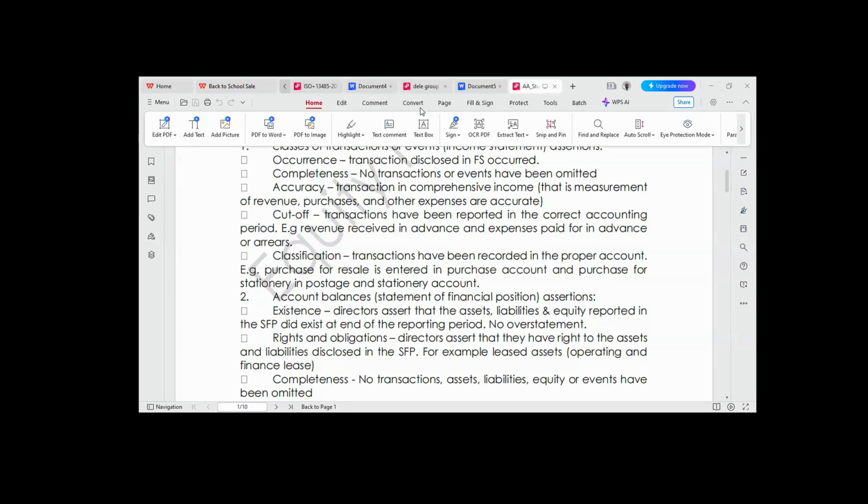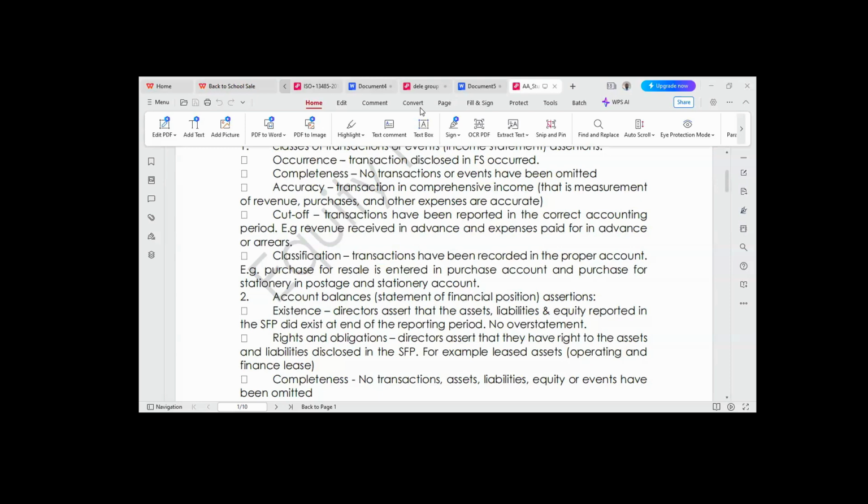Okay, so I was talking about assertion based on account balances, and I said that relates to the statement of financial position. The auditor will be testing those assertions made by the managers as regards existence. Okay, so for existence, they said that all the assets, liabilities, and equity interest actually exist. So the auditor will do what?